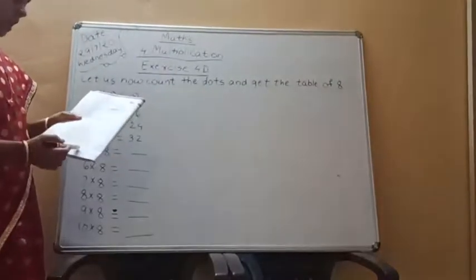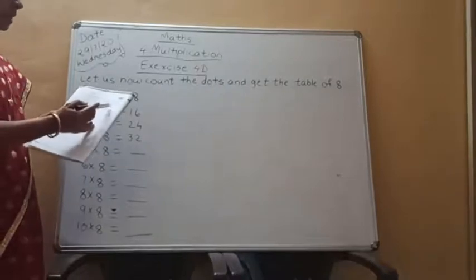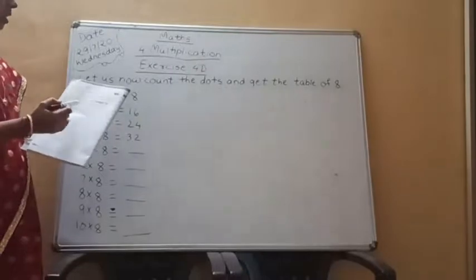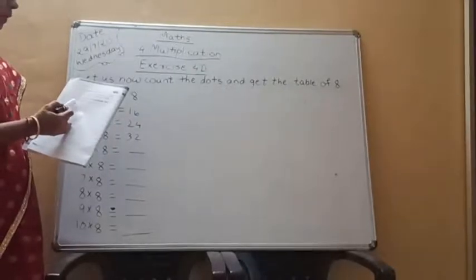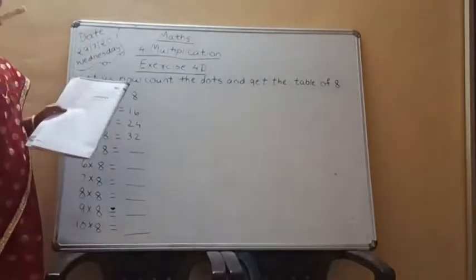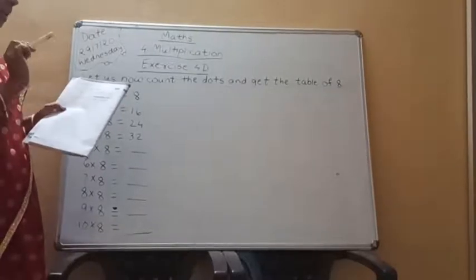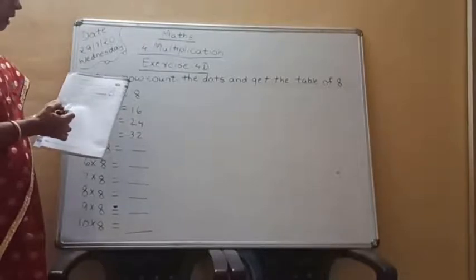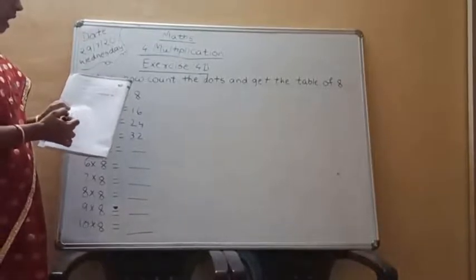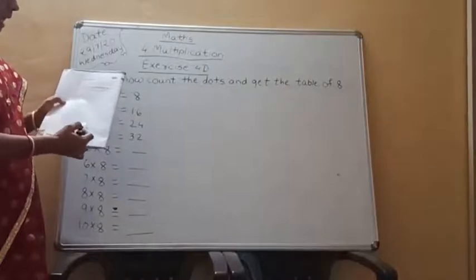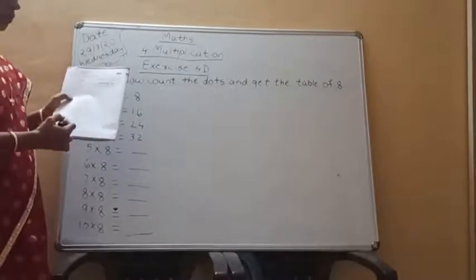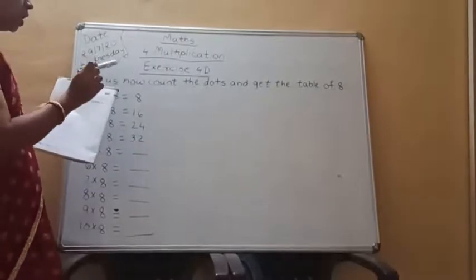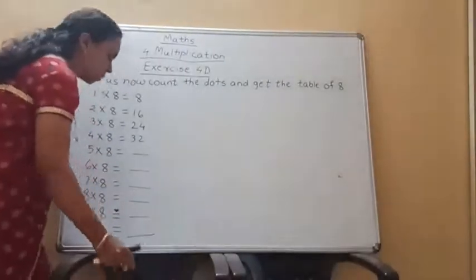Now see page number 52, exercise 4D. Now see in one box how many dots are given? 1 2 3 4 5 6 7 8. So in one box 8 dots are given. So see here, 1 box, 2 box, 3 boxes, then 4 boxes, 5 6 7 8 9 10. From 1 to 10 boxes are given. So we have to write down the table of 8. So we will write it.